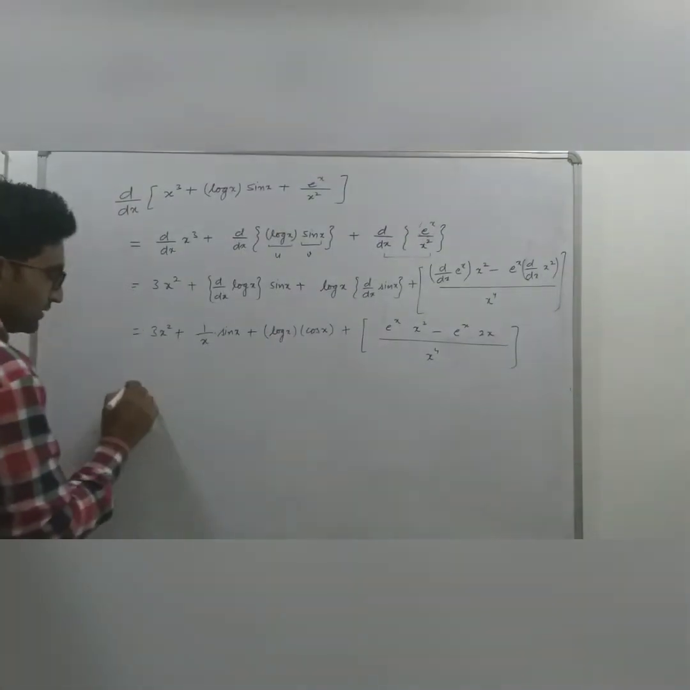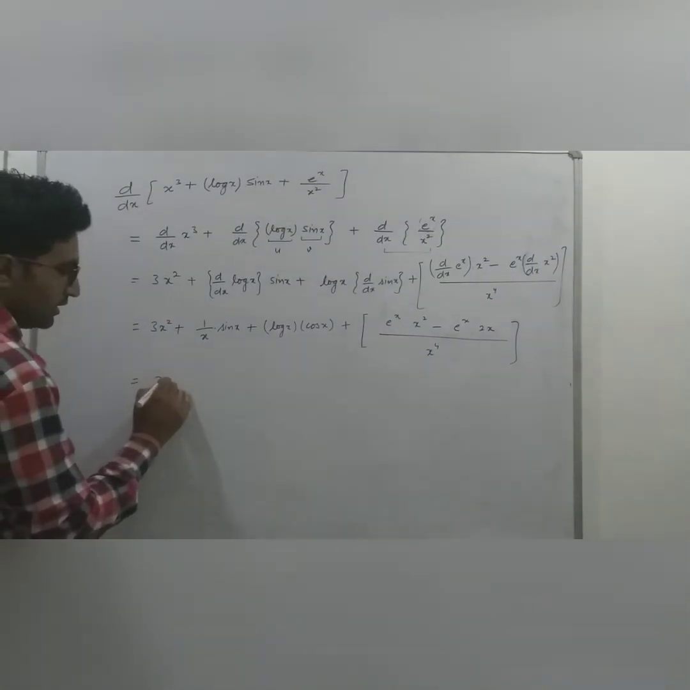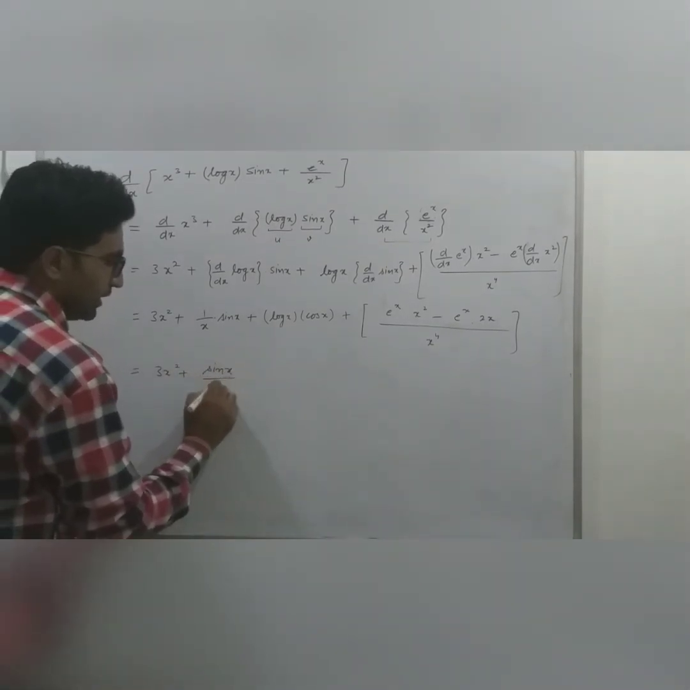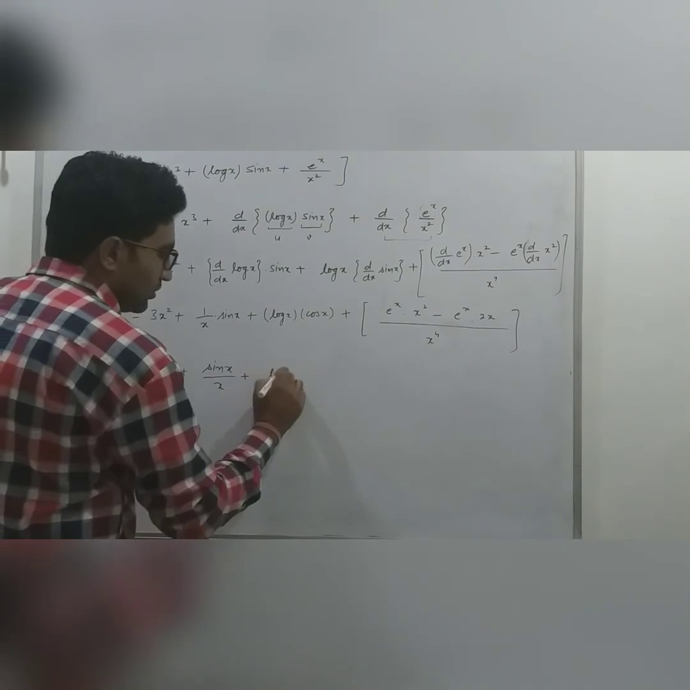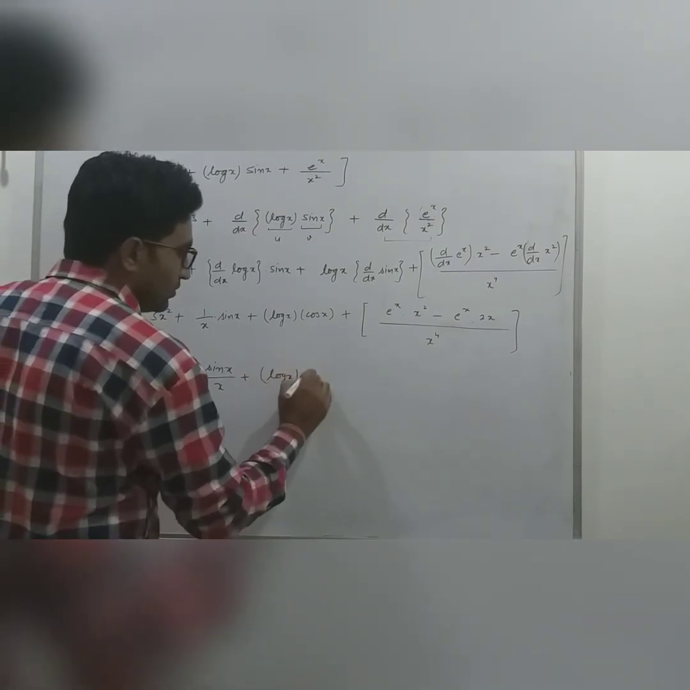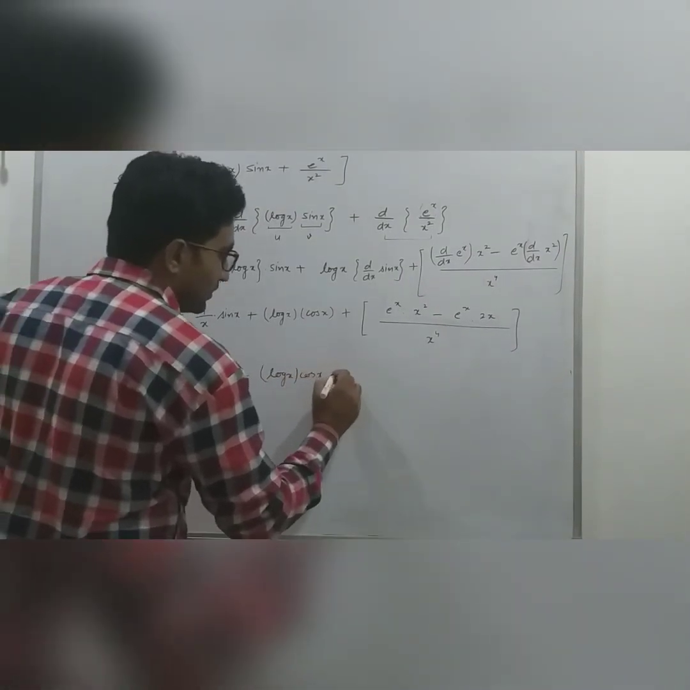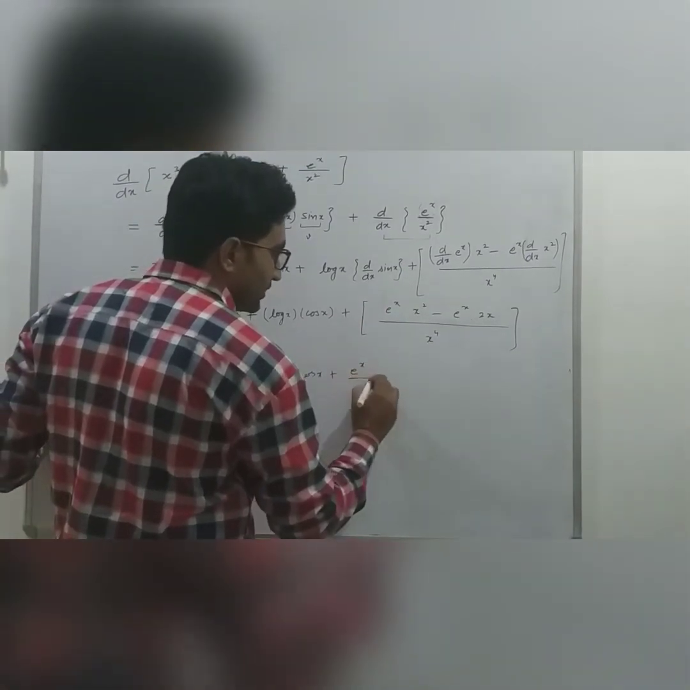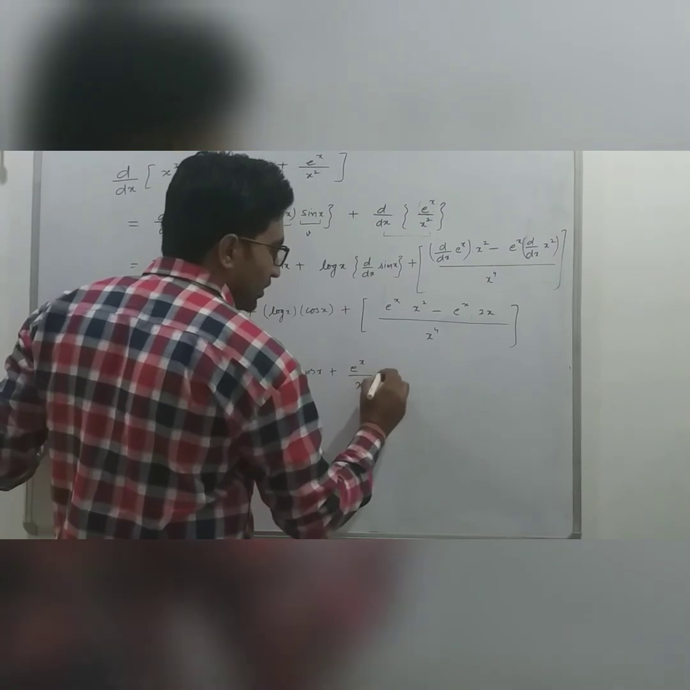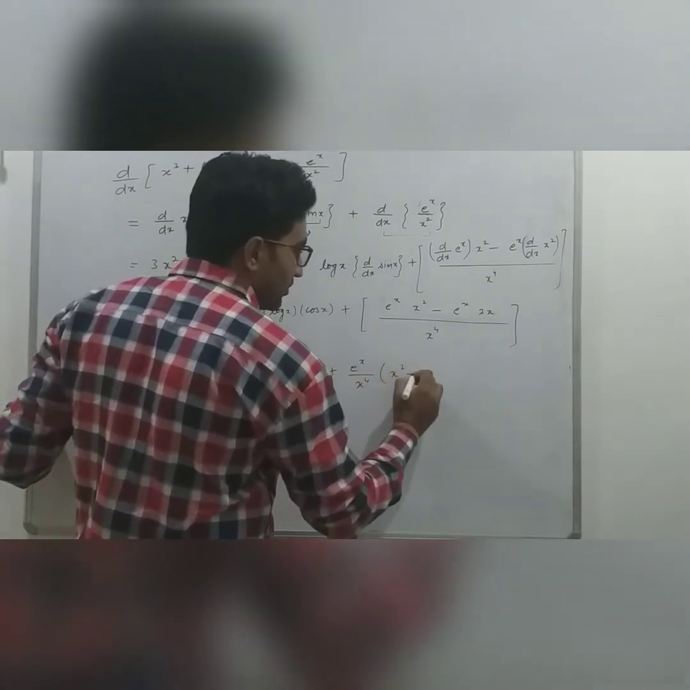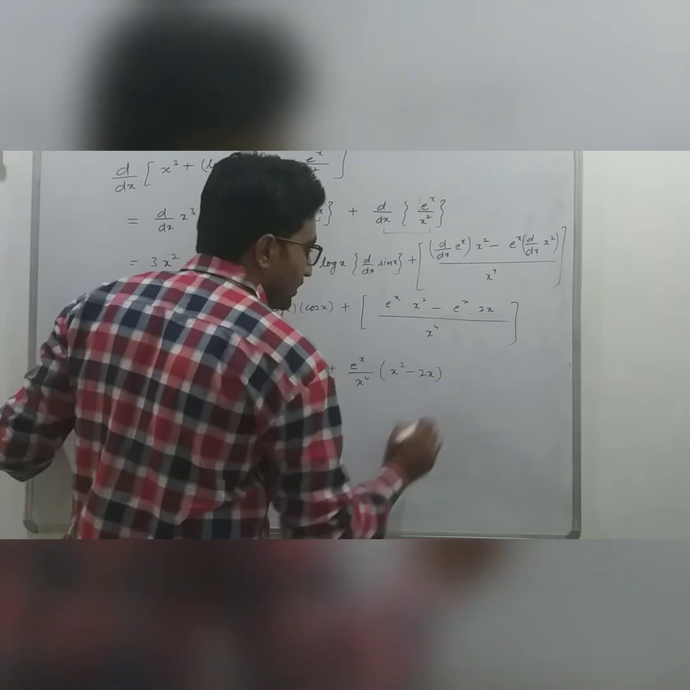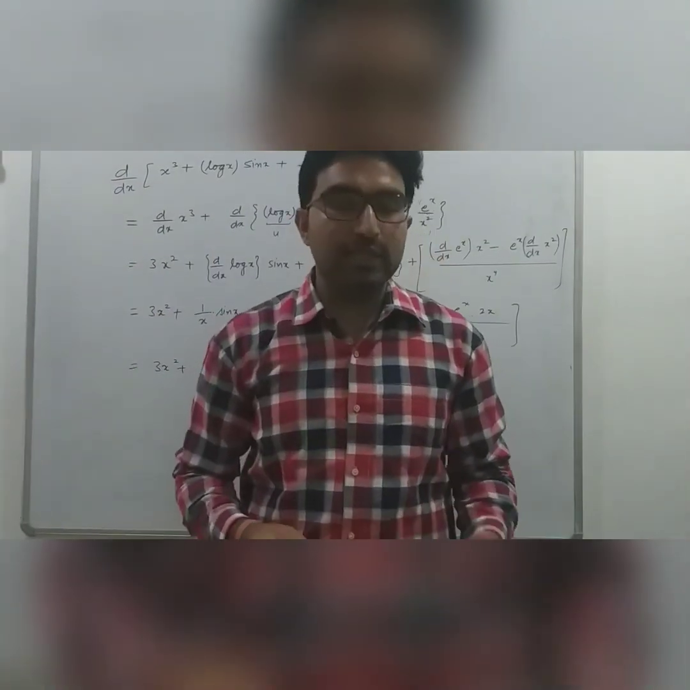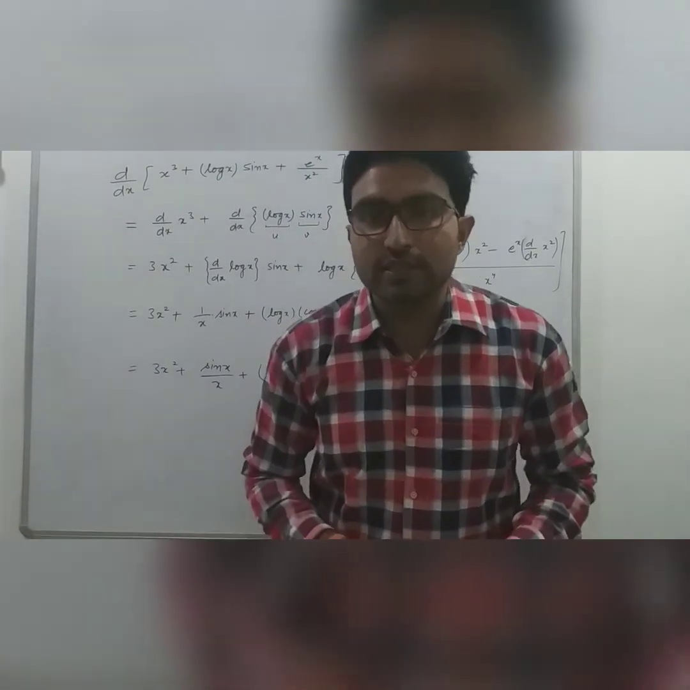Let's rearrange the terms. 3x² plus sin x by x plus log x into cos x plus exponential x can be taken common: exponential x by x raised to the power 4 into (x² minus 2x). Okay students, this is all about the differentiation we need in our physics numericals. Thank you. Have a nice day.